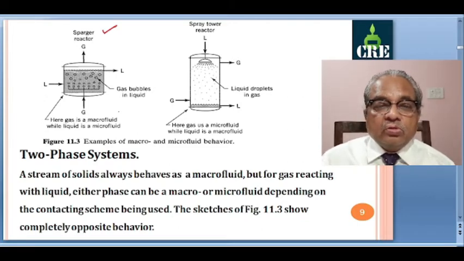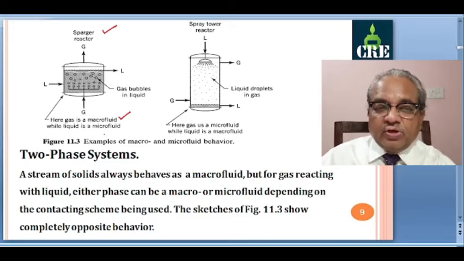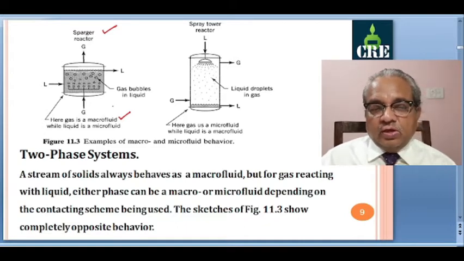So bubbles are formed and bubbles may coalesce. So gas is a macrofluid here, and liquid is a microfluid. In microfluid, mostly the ideal behavior which we have assumed will be followed, but for macrofluid we have to apply non-ideal reactor models involving exit age distribution studies. Second example is a spray tower reactor.